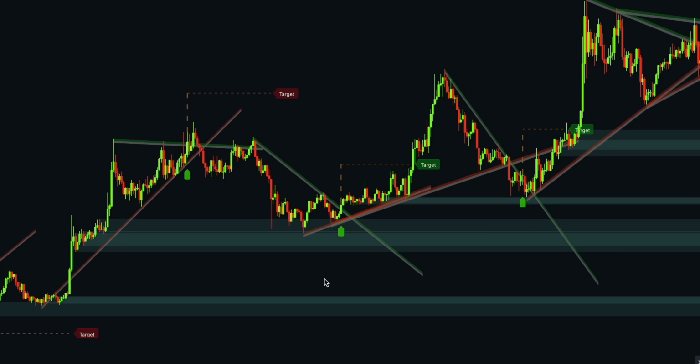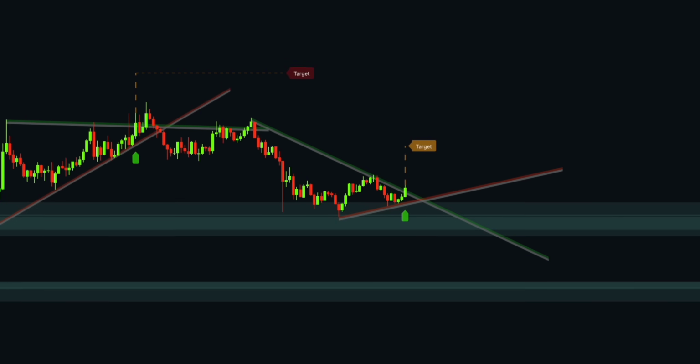Now, with the information you have learned so far, you can combine the order blocks with signals and trendline breakouts with targets indicators into one highly effective strategy. This strategy is designed to trade like big institutions. You don't need to be an expert to apply this strategy. All you need to do is listen carefully to what I'm about to show you.